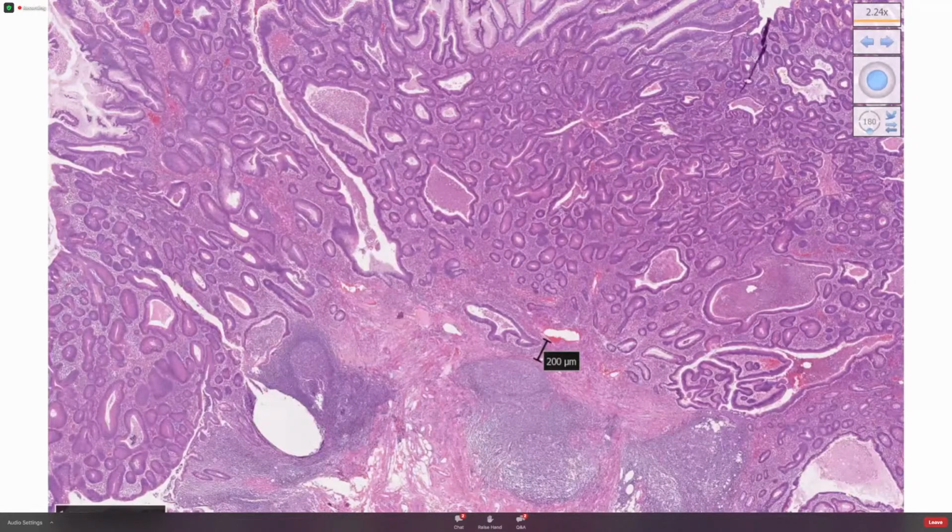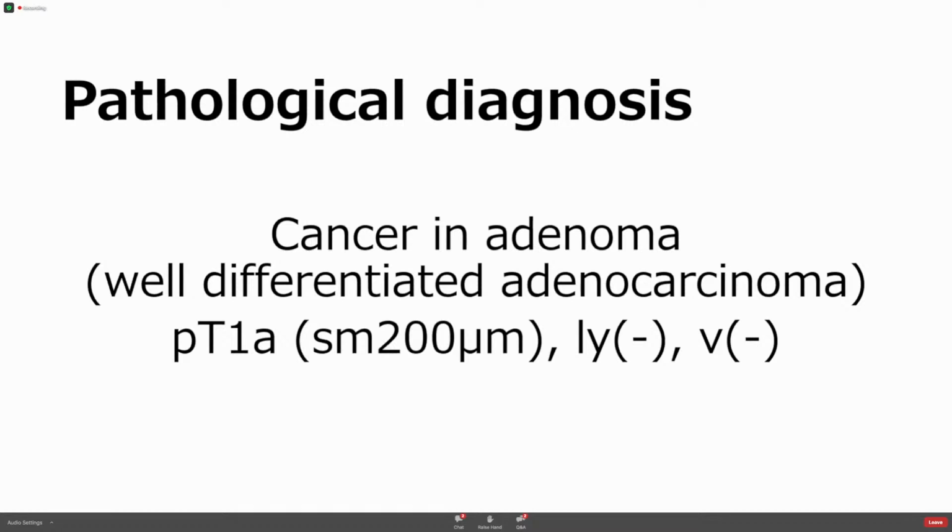The surface of the region was villous adenoma. However, in the deep part of the region was the cancer, slightly invasive into the submucosa. So the final diagnosis was cancer in adenoma, well differentiated adenocarcinoma, and the mucosal invasion depth was 200 micrometers. Vascular invasion was negative.